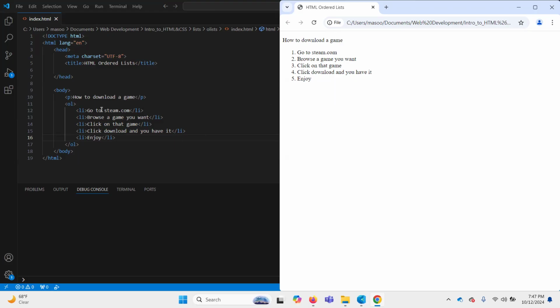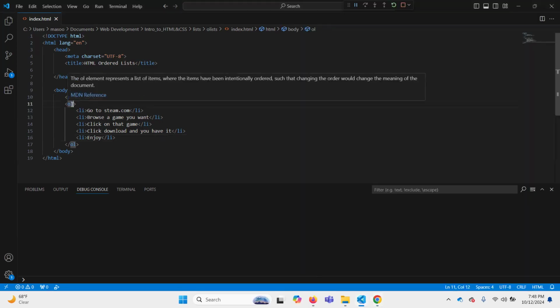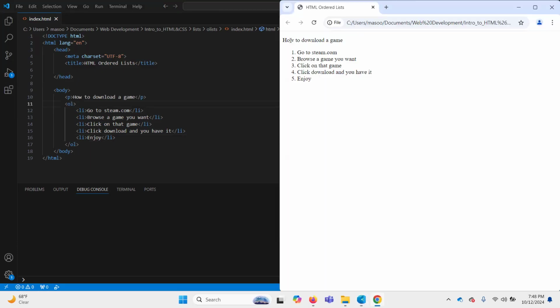So the OL tells us what type of list it is, and it's an ordered list, with numerical values: one, two, three, four, five. And then there are the list items. Now, this is the default for an ordered list: one, two, three, four, five.